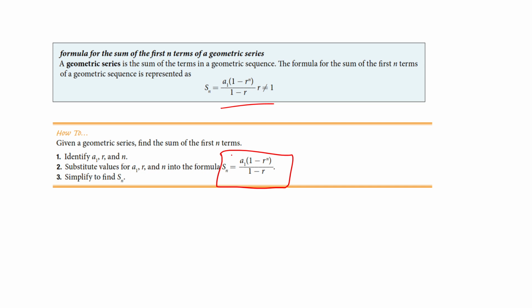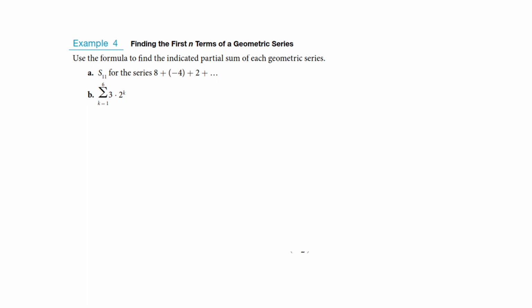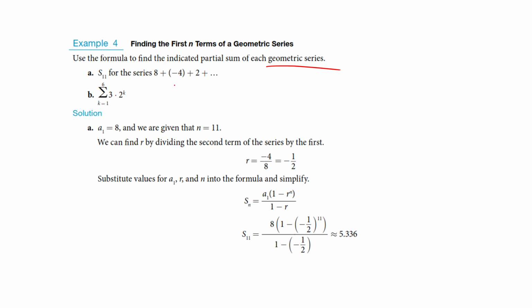So basically, what you're going to need is, remember, R stands for that common ratio, and we're going to need the first iteration and how many iterations were involved. So let's take a look at one. It tells us they're geometric series, so we don't have to distinguish that. We know they're geometric.